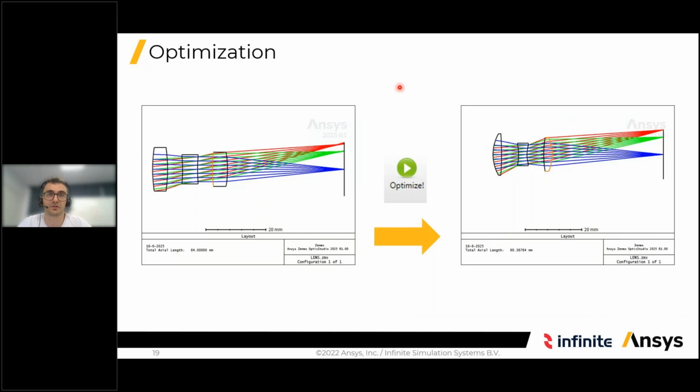So Zemax has a built-in optimization tool. You define what you want to achieve. For example, I want to achieve a smaller spot size for all my fields. And then you can define some variables in your system. For example, the radius of curvature of your lenses can be a variable, or the distances between the lenses can be a variable, or the thicknesses of the lenses. And then Zemax will automatically make changes to your design in order to improve the optical performance of your system.